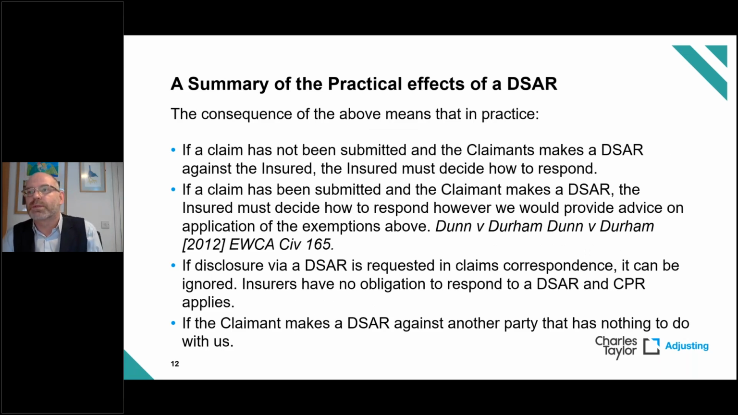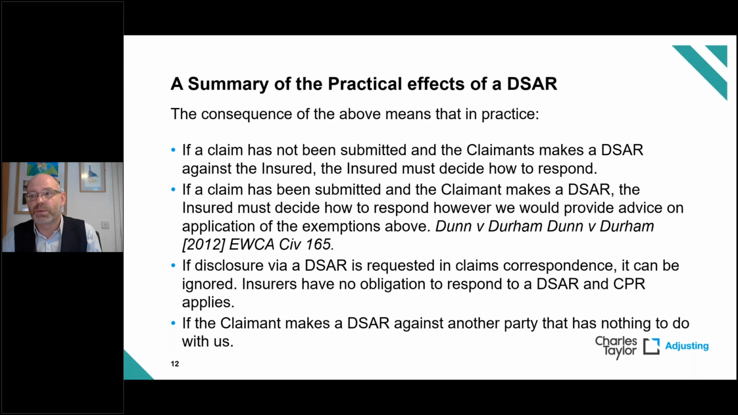So to just summarise those then in terms of the practical effects, if a claim has not been submitted and the claimants make a DSAR request against the insured, the insured must decide how to respond to that DSAR request. Insurers can simply leave it for the insured to make a decision. If a claim has been submitted and the claimant makes a DSAR request, the insured must decide how to respond, but we would provide advice on the application of the exemptions above.